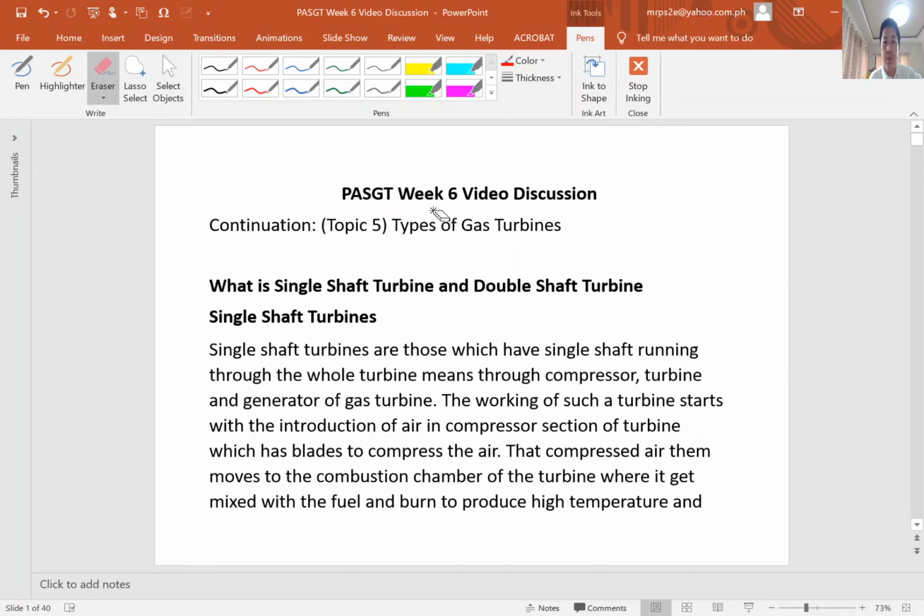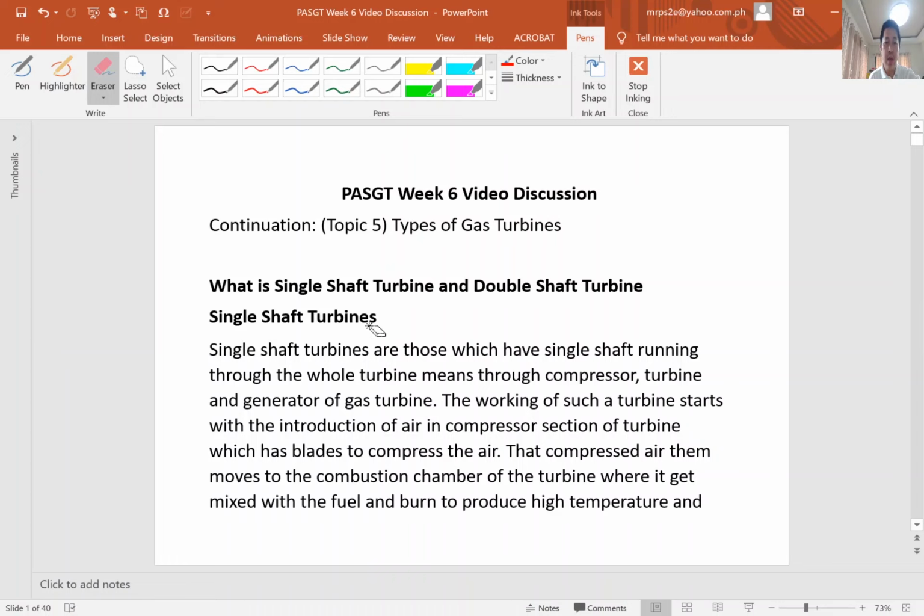Discussion for week number 6. So, video discussion. I will record a video for this discussion. This is the continuation of topic number 5, which is week 5, the types of gas turbines. What is single shaft turbine and double shaft turbine?